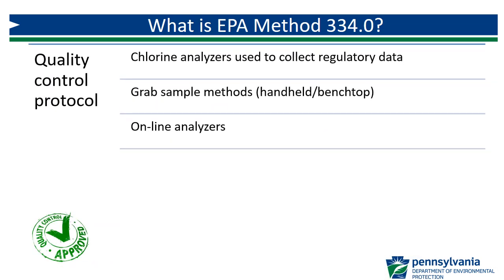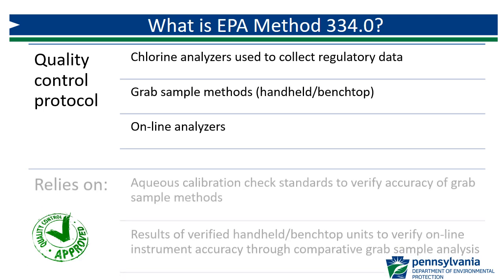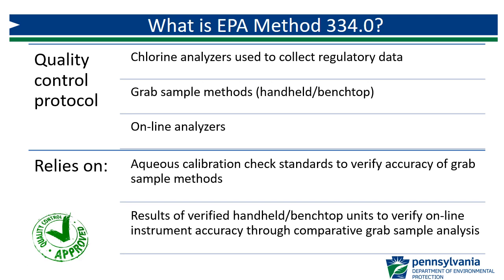Method 334.0 is a quality control protocol for chlorine analyzers that are used to collect regulatory data. This means that both handheld or benchtop analyzers and online analyzers should follow this protocol for proper quality control in order to ensure the validity of any chlorine residual data that is collected for compliance purposes. The method relies on the use of aqueous calibration check standards to verify the accuracy of grab sample methods using handheld and benchtop analyzers. It also relies on comparative grab sample analysis between the verified handheld or benchtop analyzers and online analyzers to determine the accuracy of the online instruments.